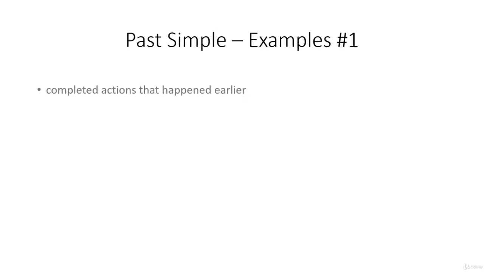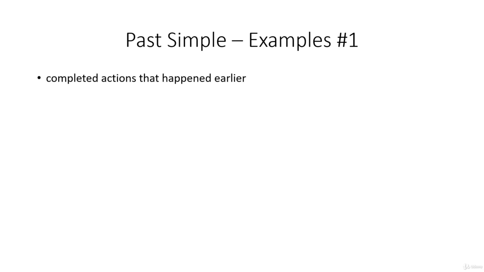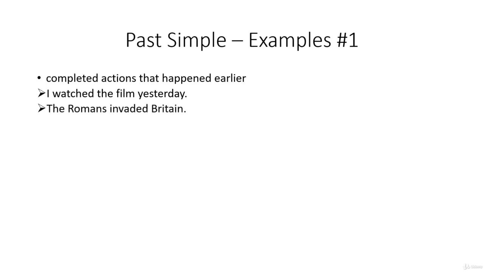Some examples of completed actions that happened earlier. I watched the film yesterday. The Romans invaded Britain. Now, you'll notice the first example has the word yesterday in it, as we mentioned at the start, but the second example doesn't. And this is because events or actions that happened in history that are well known about don't need to be referenced with a time frame.